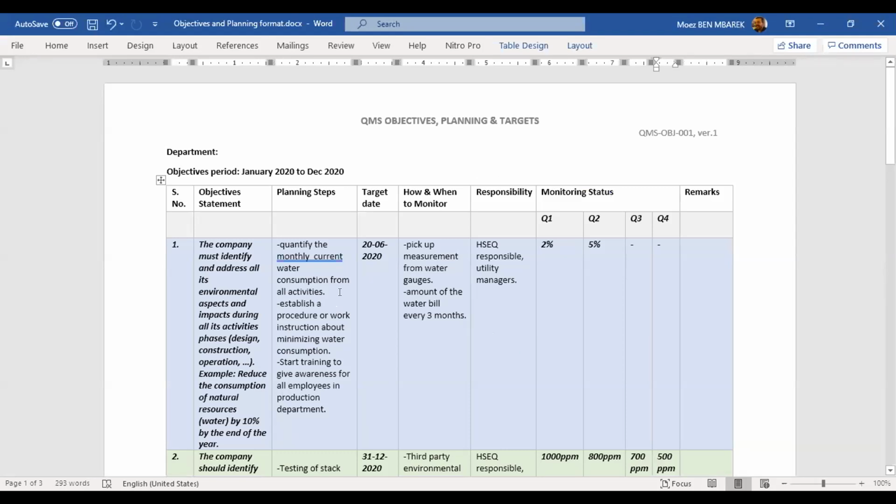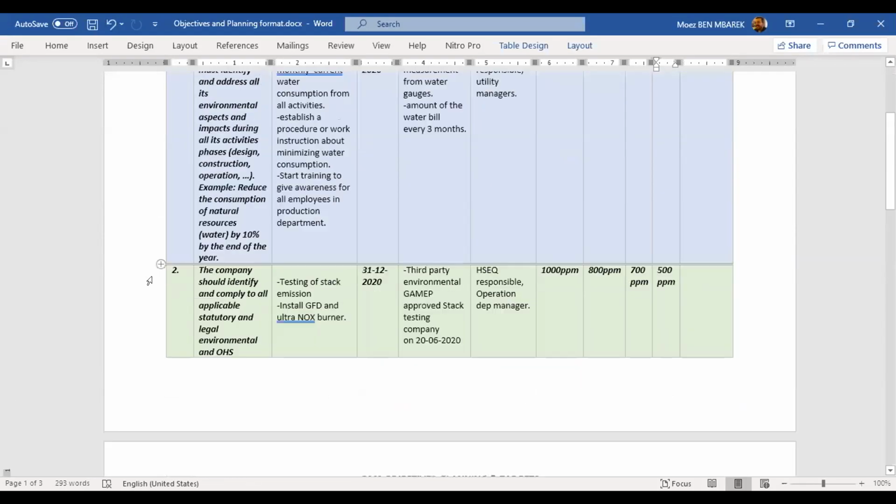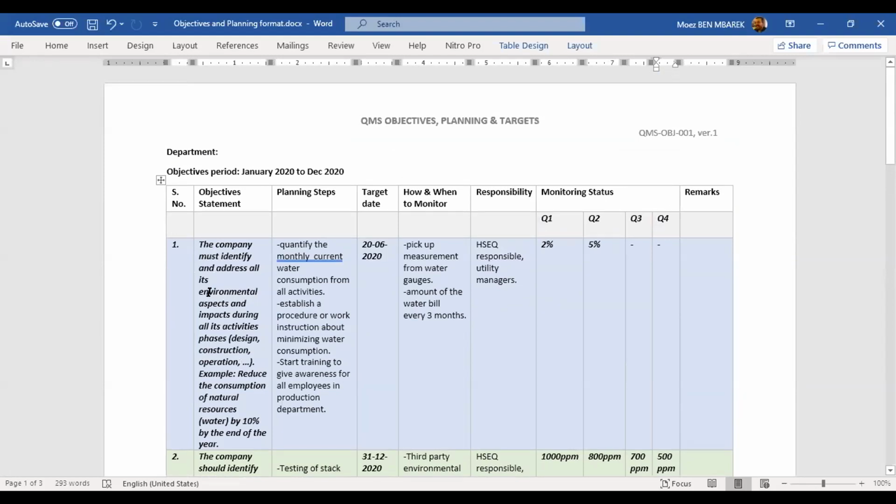So we have picked up 3 objectives. First thing, it's about the environment aspect and impact. The company must identify and address all its environmental aspects and impact during all its activity phases: design, construction, operation. This is like a goal. Now, to be specific, for example, to reduce the consumption of natural resources, water, by 10% by the end of the year. The steps that we will follow are: quantify the monthly current water consumption from all activities, establish a procedure or work instruction about minimizing water consumption, and start giving awareness to all employees in the production department. This target will be met, inshallah, in 2020.